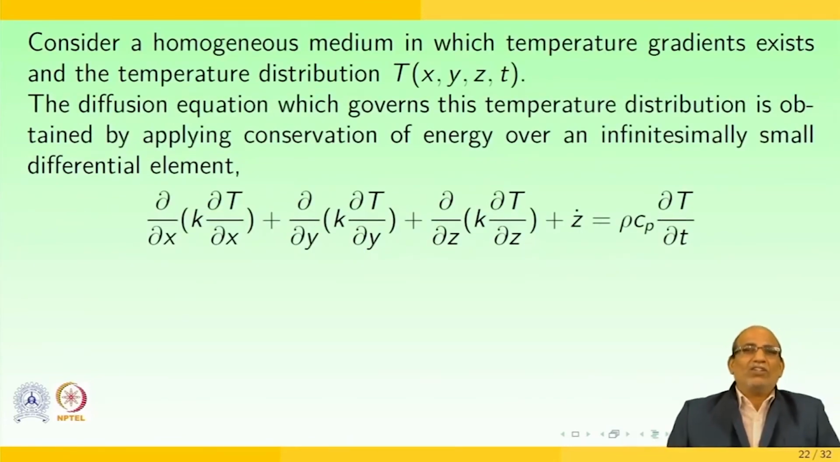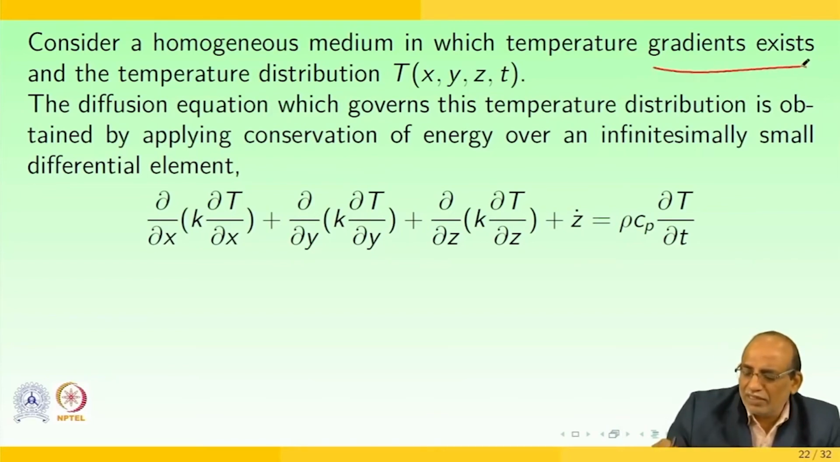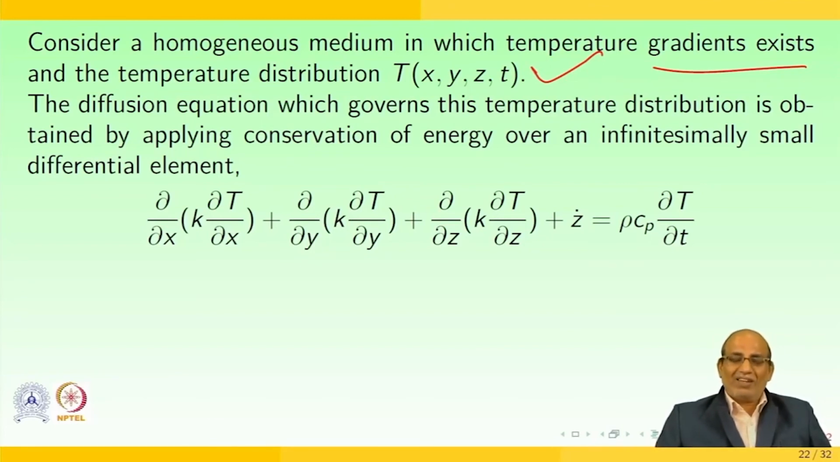Now let us look into a very simple, important example. Consider a homogeneous medium in which a temperature gradient exists. Let's say the temperature distribution is T of x, y, z, t, right? As we have spoken about very well, the modes of transport are conduction, convection, and radiation.